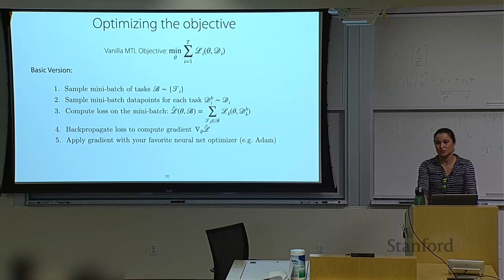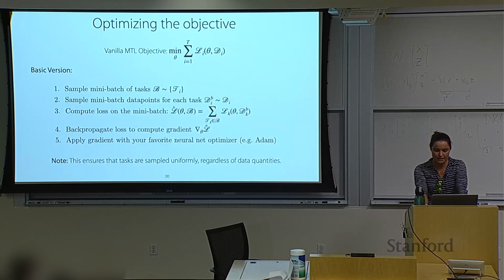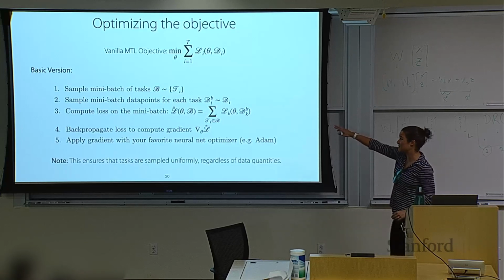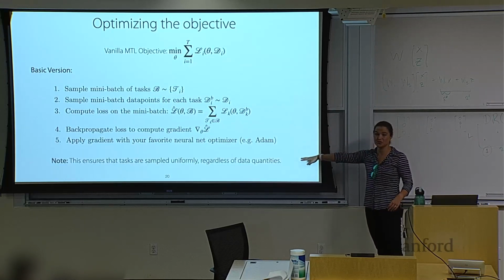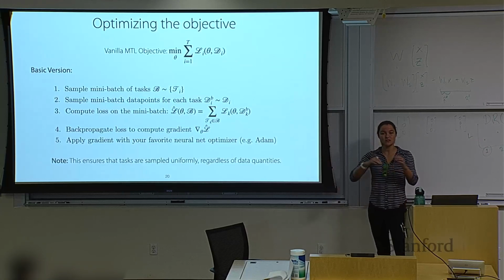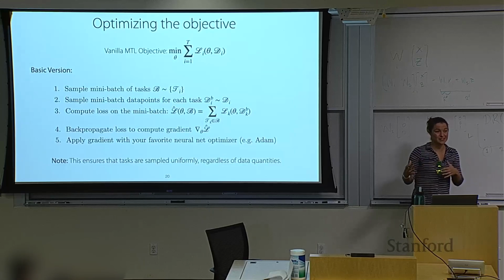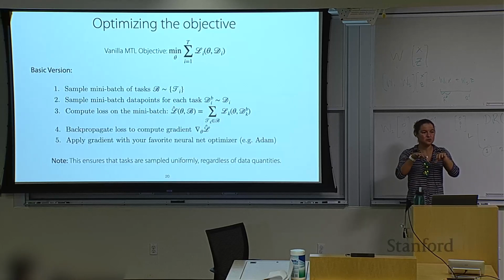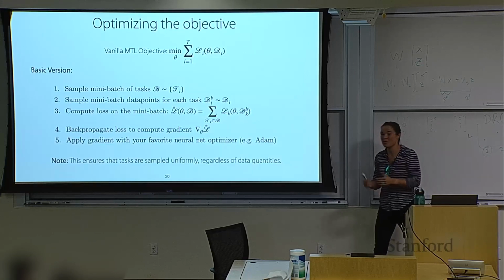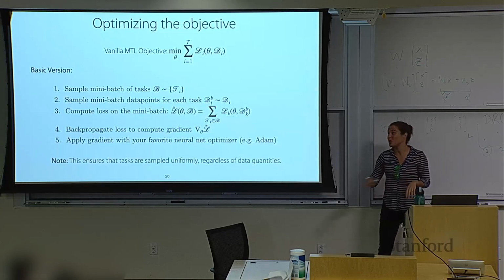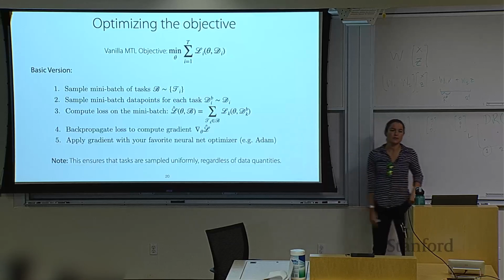So this basically just corresponds to stochastic gradient descent on the multitask objective. The thing that's probably the most different from that is we are going to be sampling a mini batch of tasks, and so this ensures that the tasks are sampled uniformly, regardless of the quantities of data. If you have a lot more data for one task than another task, this is going to make sure that those two tasks are still sampled at the same rate. Of course, if you care a lot more about the task that has more data, then you may actually want to do something a little bit different than this first step.